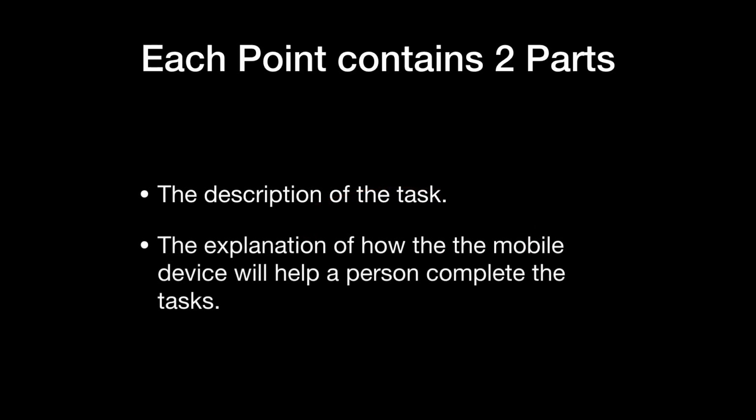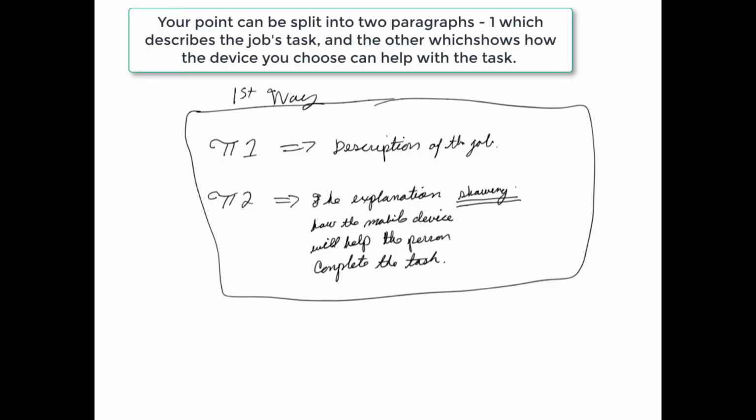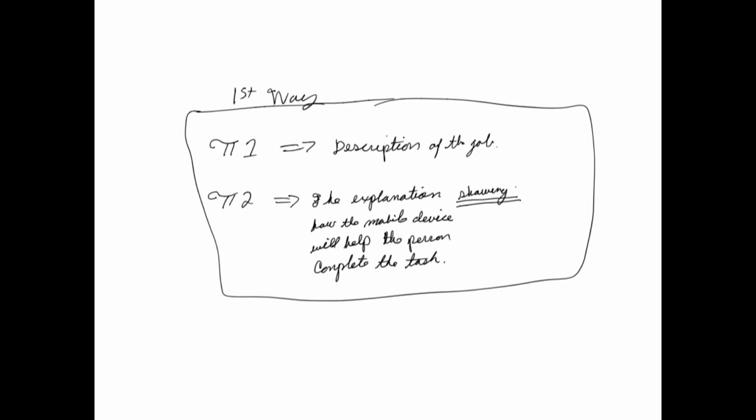Notice I said points, not paragraphs. So once you have your 3 points, you have your descriptions, you have your device chosen, there are ways to write these paragraphs, and there are ways to write these points. And the first way is to split your points up into 2 paragraphs, where the first paragraph, body paragraph, you have a description of the job. Then if it's a complex job description, it's going to take a paragraph to do this.